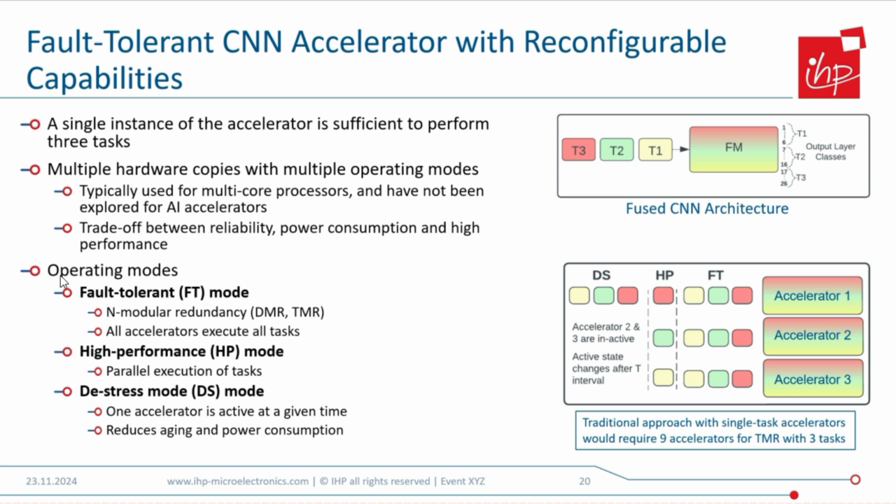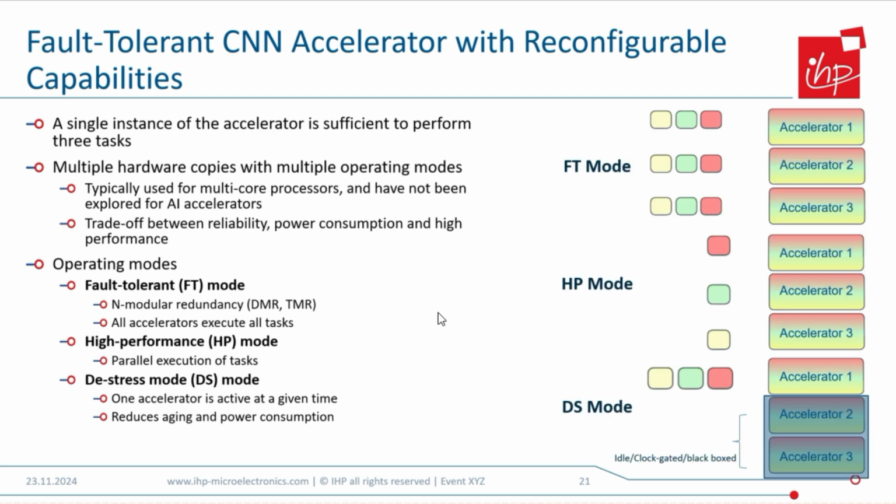This approach of having different operating modes is typically seen for multi-core processors, but this approach has not been explored so far for CNN accelerators. This makes our study unique as well. So because we have different operating modes, we can have a trade-off between reliability, power consumption, and high performance. Let's have a look at how three tasks will perform in fault-tolerant mode, and how they are going to be performing in high performance mode, and how they will be executing in de-stress mode.